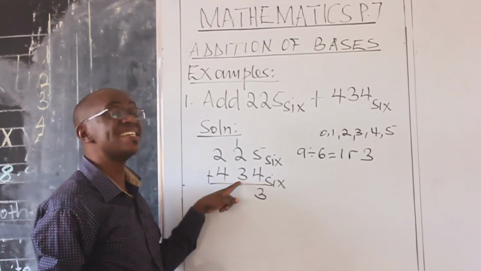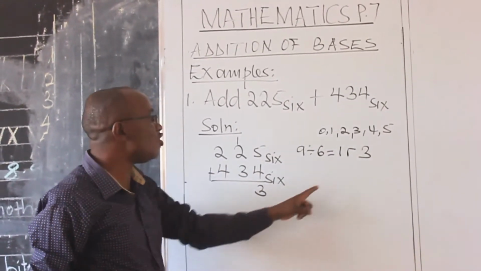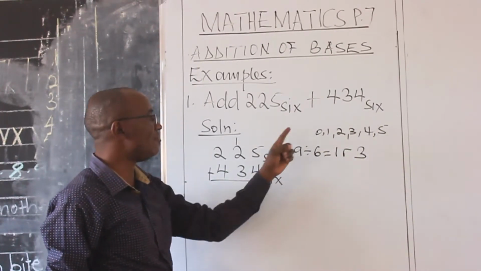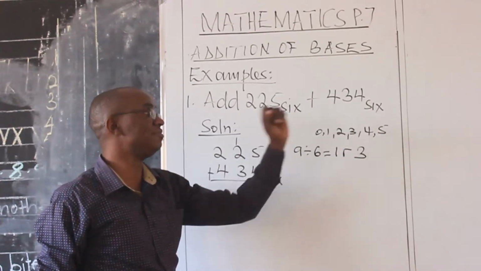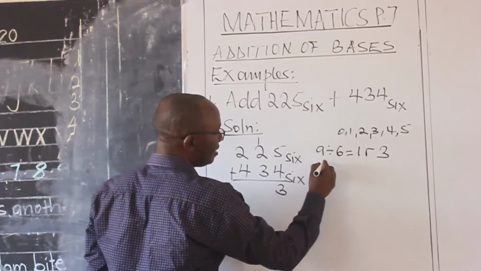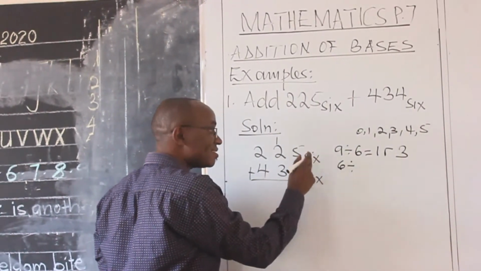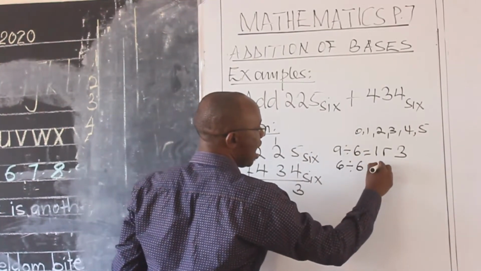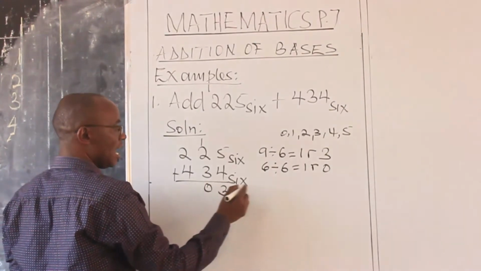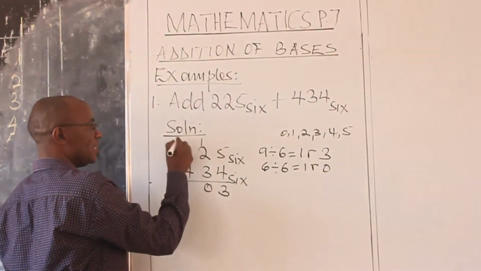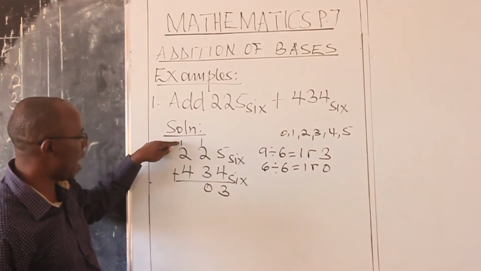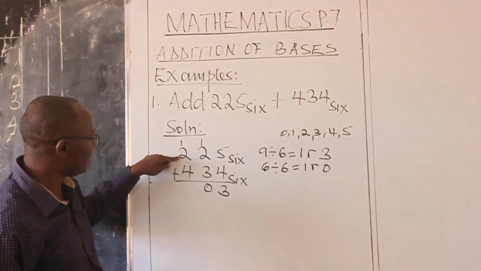Now we are adding 1 plus 2, 3. 3 plus 3, 6. We have said you cannot write 6 in base 6. Look at the digits used in base 6: we have 0, 1, 2, 3, 4, 5, but we cannot write 6. So what do we do? We divide 6 by the base 6 to get 1 remainder 0. So we write the remainder and carry the whole number to the next place value.